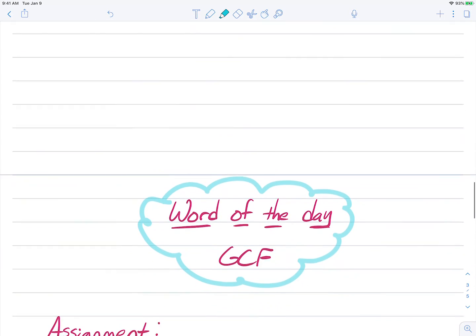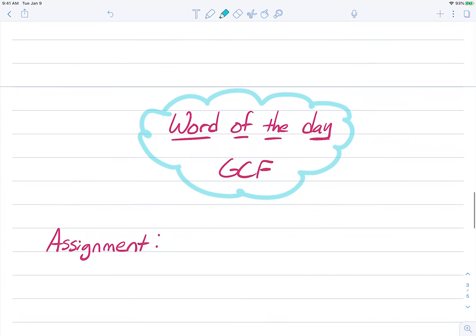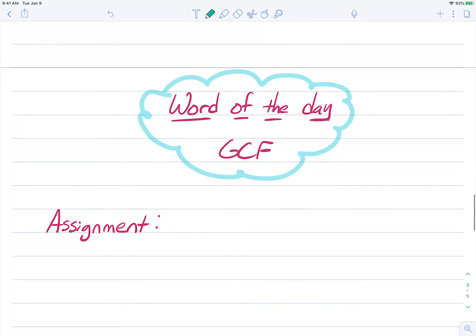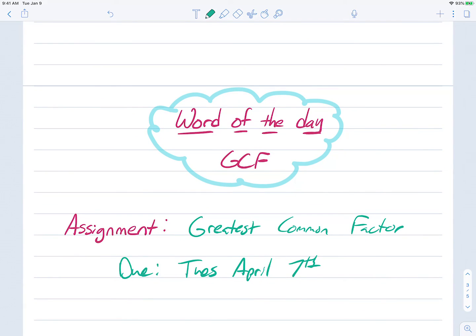So today's word of the day is GCF. It's a little bit more of a phrase, a 3-letter word, 3 letters, GCF. Your assignment is the greatest common factor. You're going to have a couple problems that look just like the assignment, and it is going to be due on Tuesday, April 7th.